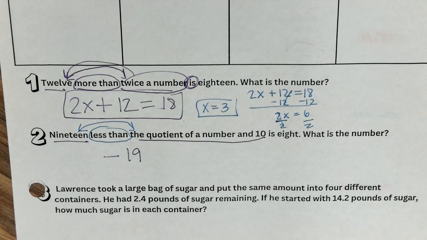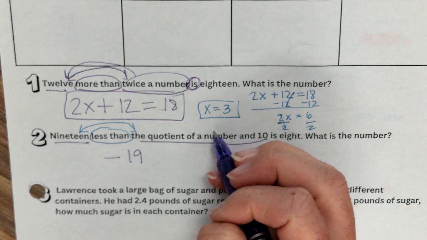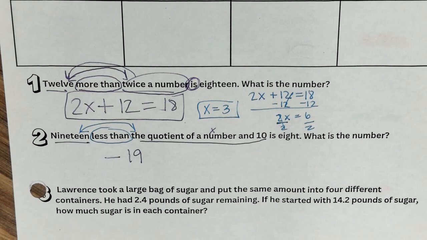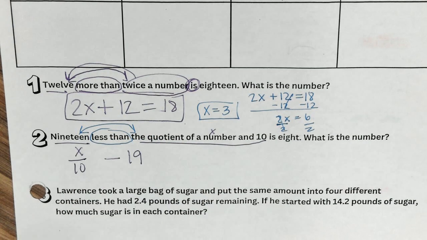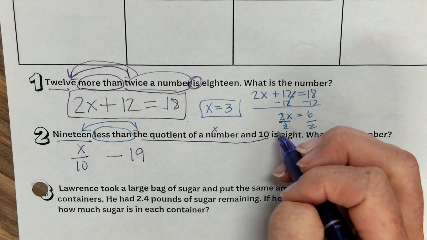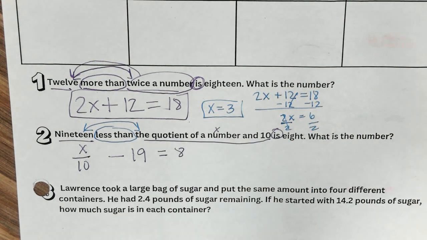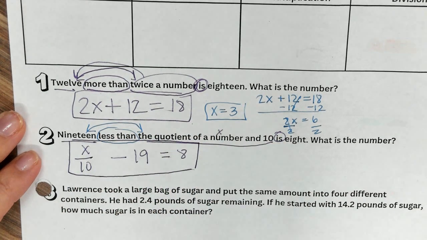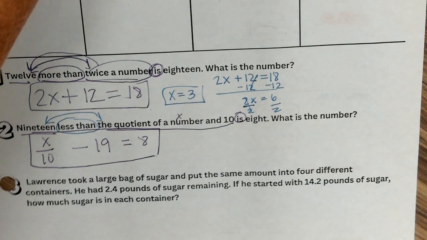Division. The quotient. What is a quotient? Division of a number. What do we say a number is? And 10. Since the number came first, x goes on top, 10 goes on bottom. Is equals 8. You're going to box that in. That's your answer for the equation. And now we're going to go solve it.